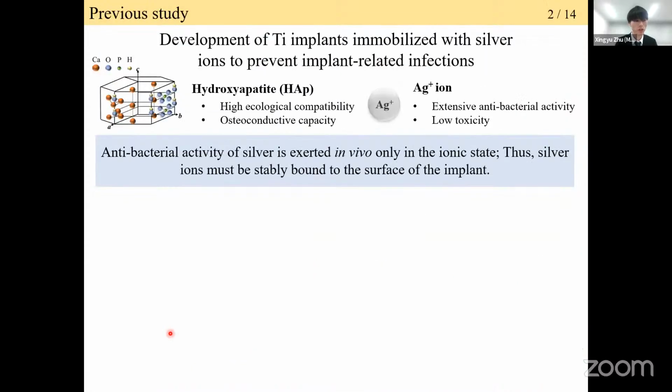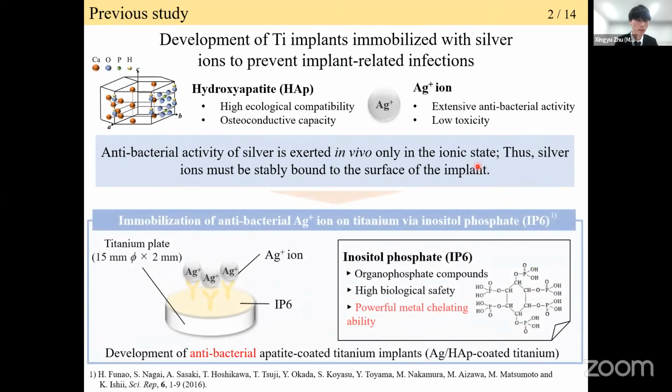And towards such problems, the development of silver-coated implants to prevent implant-related infections has been conducted in a previous study. Hydroxyapatite, which has high biocompatibility and osteoconductive capacity, and silver ions, which have broad antibacterial activity, are used. Since silver's antibacterial activity is exerted in vivo only in the ionic state, silver ions must be stably bound to the surface of the implant. So, a process has been developed to immobilize silver ions on titanium via inositol phosphate, IP6.